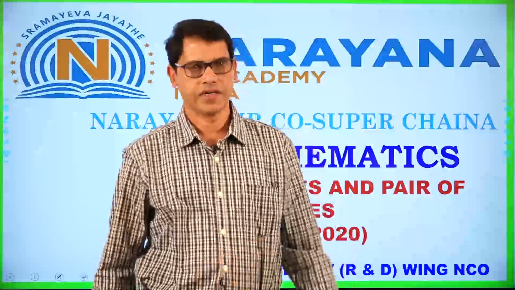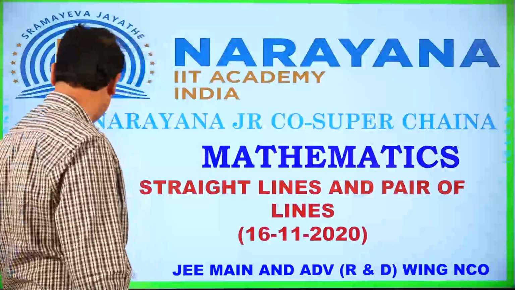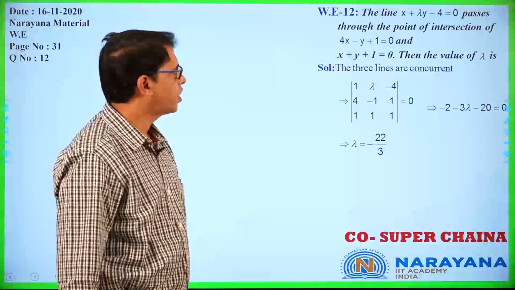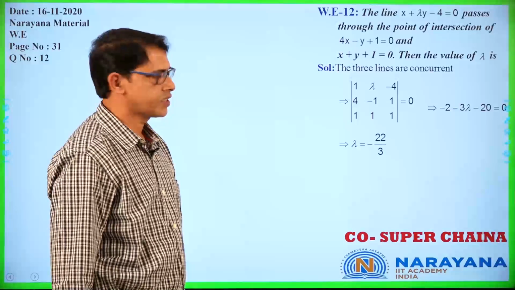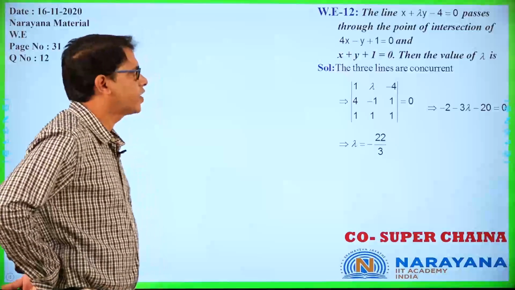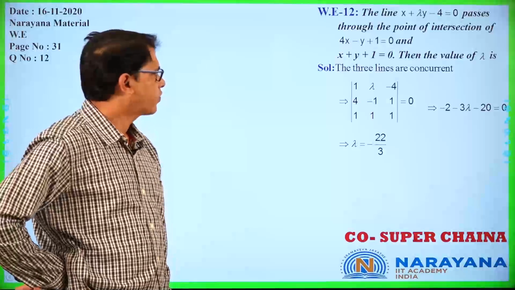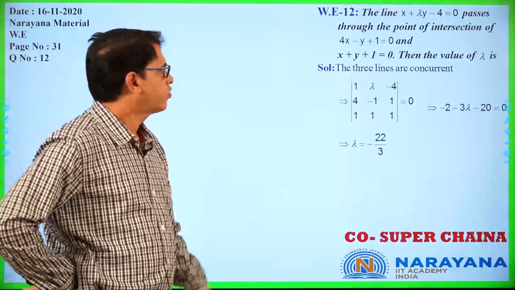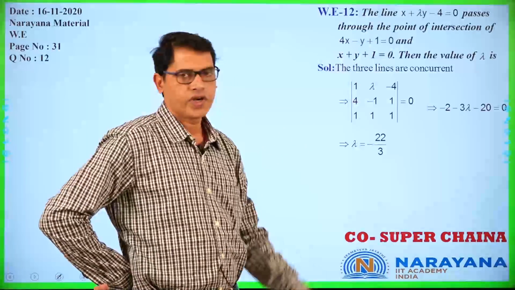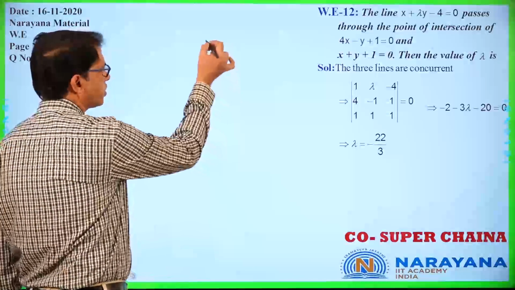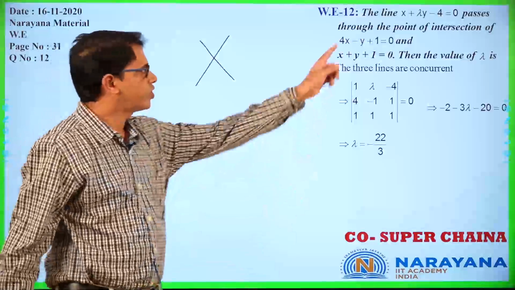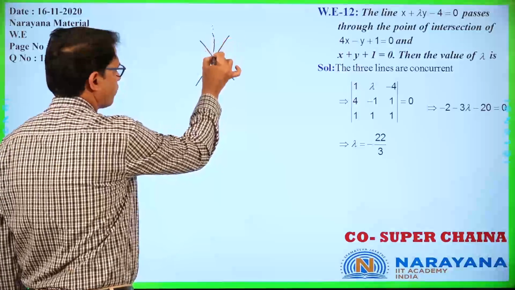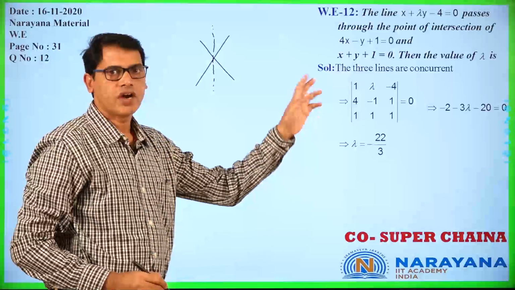Okay, let's get started. Question number 1. See here, the line x plus lambda y minus 4 equals 0 passes through the point of intersection of 4x minus y plus 1 equals 0 and x plus y plus 1 equals 0. Then find the value of lambda. Obviously, this line is passing through the point of intersection of these two, which means the lines are concurrent. These two are the given lines.